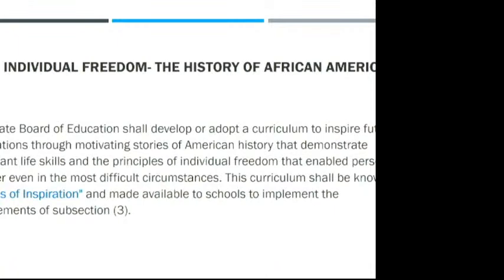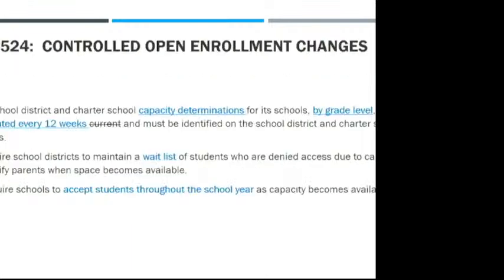They're also creating something new, and this is going to be called Stories of Inspiration, that will be available to schools, and these are going to be motivating stories about African American history. So that's that bill concluded.